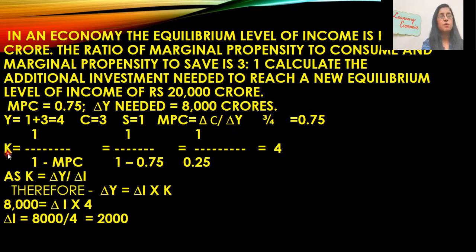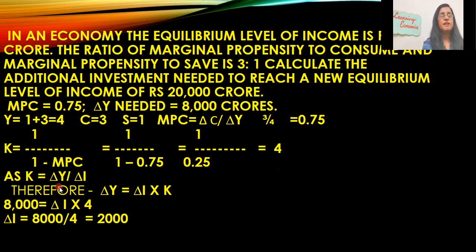And how will we calculate K? Because we know MPC, we can know MPS also, because we just deduct it from 1. 1 minus 0.75 is MPS. So K is equal to 1 upon 1 minus MPC, 1 minus 0.75, which is 0.25. 0.25 is actually the value of MPS, marginal propensity to save. So 1 upon 0.25 is equal to 4. That means the value of K is 4, so our income is going to increase 4 times.